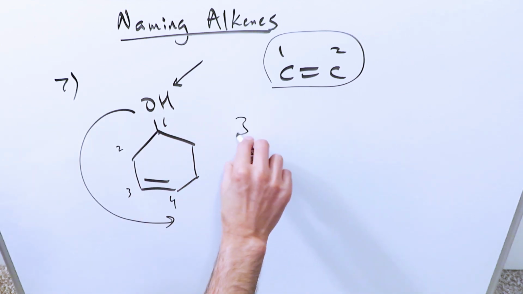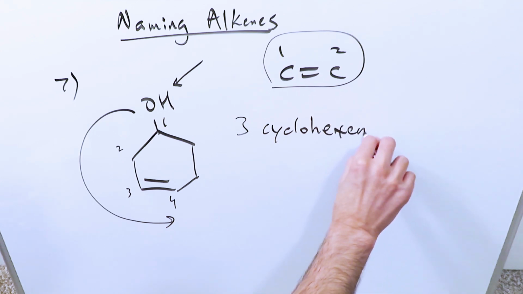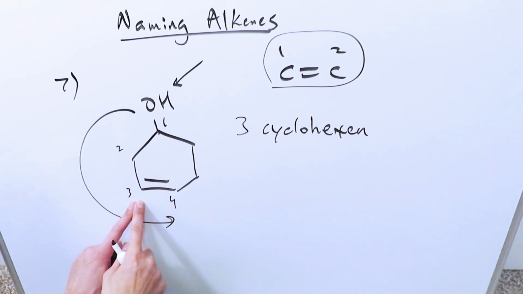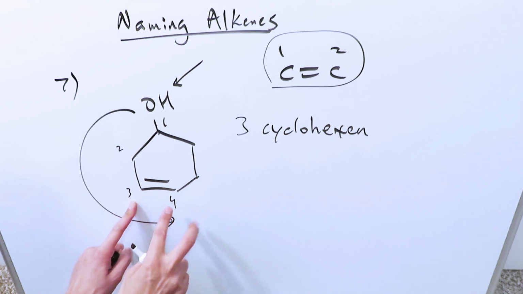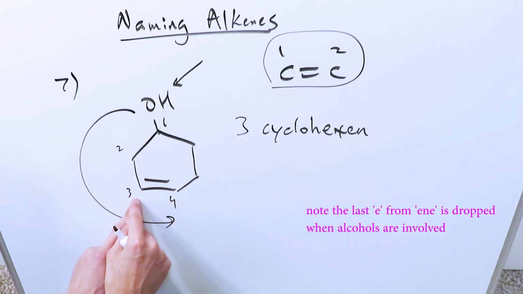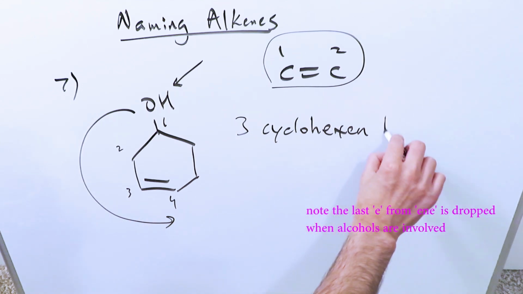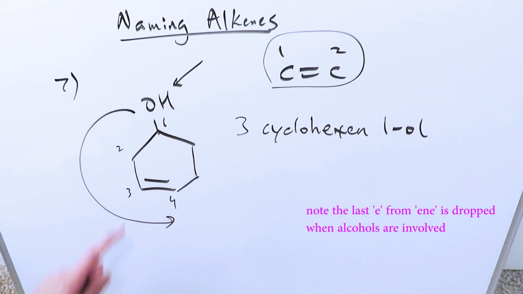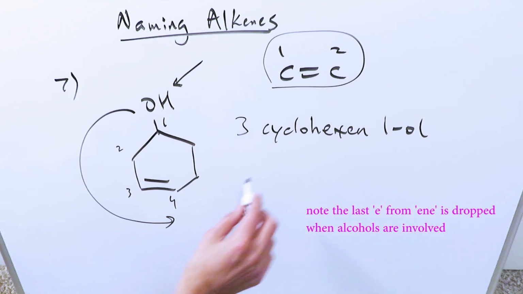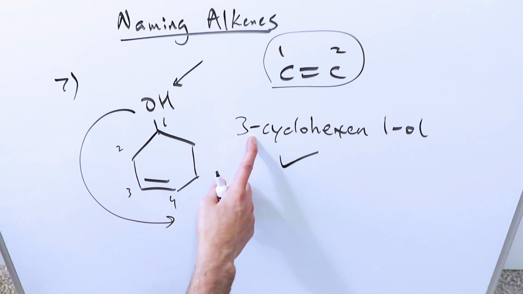You can call this 3 cyclohexene because I have the double bond attached to carbon 3. You don't have to say 3, 4 because it's a double bond between 2 carbons. If it's 3, then the next one must have been automatically 4. 3 cyclohexene, you can say 1 ol because the hydroxyl group is on the carbon number 1. And it would be your correct name. You can hyphenate it here too. There would be nothing wrong with doing that.